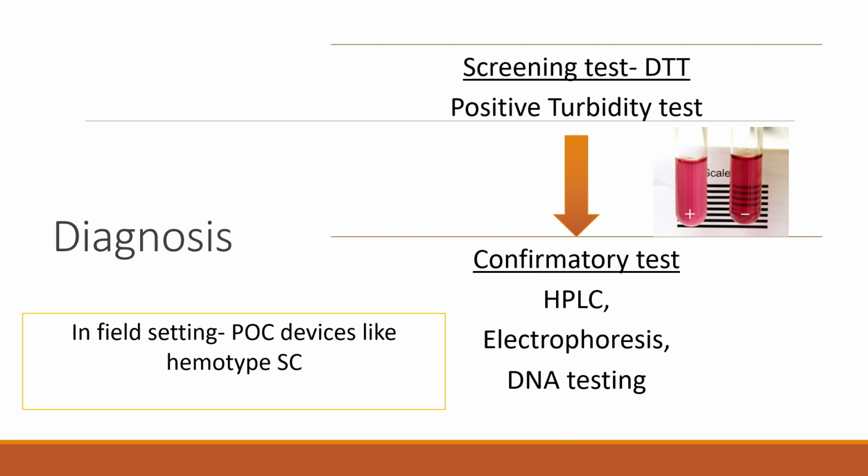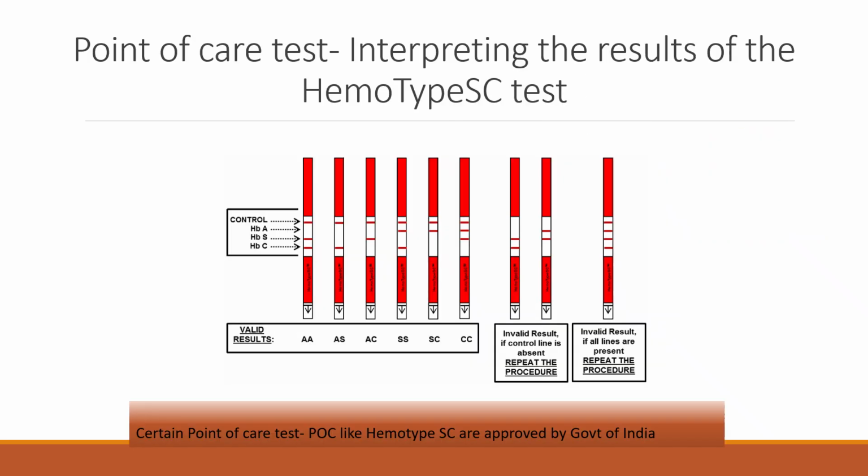These days, we also have point of care devices like Hemotype SC and Sickle Scan, and quite a few other devices which are approved by the Government of India, which are available and can be used in field settings, and can directly give you the answer whether the patient is negative, has sickle cell trait or sickle cell disease. Here is an example of a point of care test called Hemotype SC. It looks very much like a urine pregnancy test, and the readings would show whether the patient has trait, disease or negative.